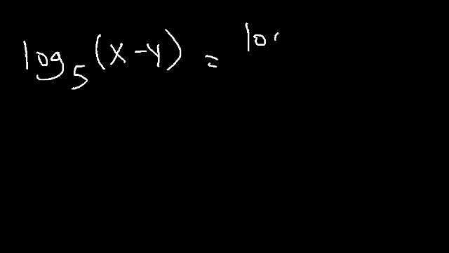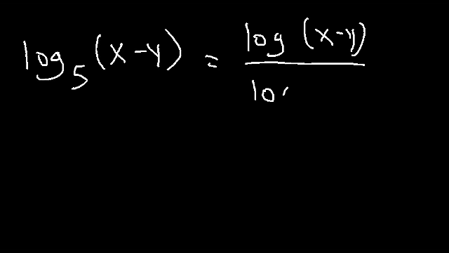Now let's say you have the expression log base 5 of x minus y. How can you use the change of base formula to convert this log expression into a natural log? So using the change of base formula, we could say it's log of x minus y over log 5. Now we could make it any base. To convert a log into a natural log, you want base e.